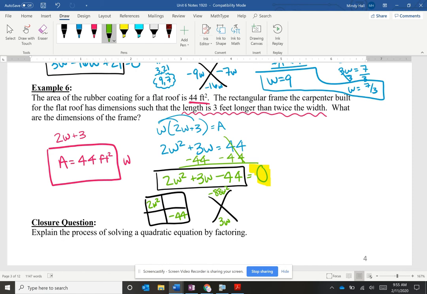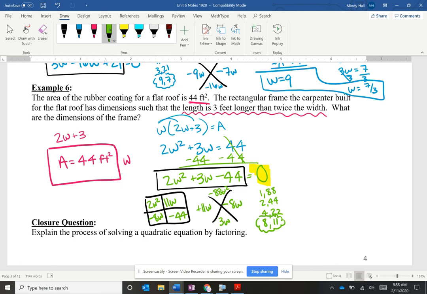And so thinking negative 88, that'd be 1 and 88, 2 and 44. 3 does not work. 4 is 22. 5 doesn't work. 6 doesn't work. 7 won't work, but 8 will work with 11. And notice 8 and 11 have a difference of 3. And since this is negative, I know one is positive and one is negative. So these are going to be my winners. And since it adds to be a positive 3, I know it has to be a positive 11 minus 8. So then you fill in the rest of your box and you factor.